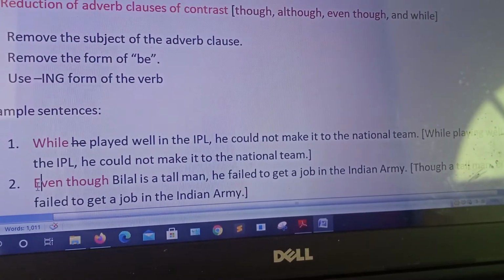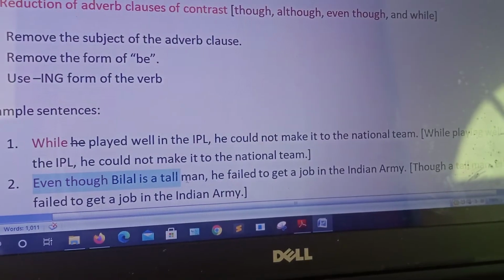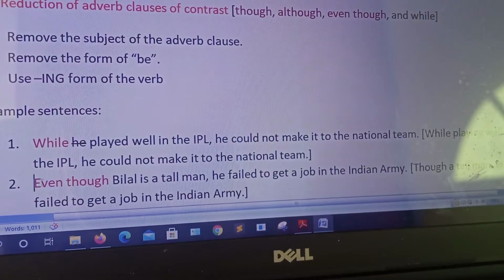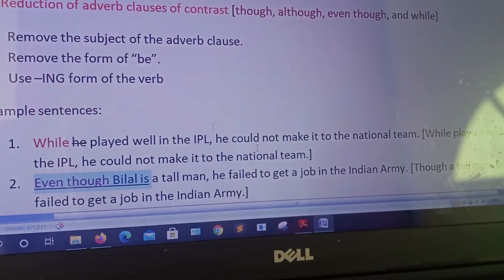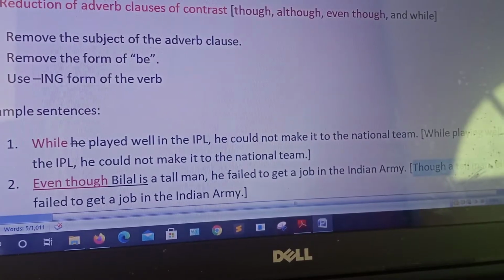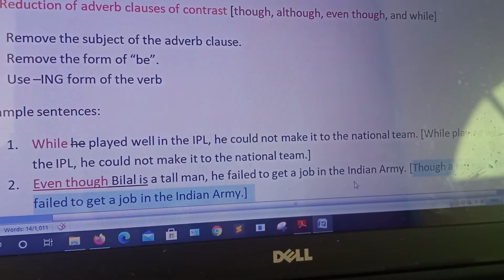See here, even though Bilal is a tall man. At the place of even though we are going to use though. So we need to remove these three: even though, the subject Bilal, and is, the verb to be. Then we are left with though a tall man, Bilal failed to get a job in the Indian Army. See how beautiful it is.